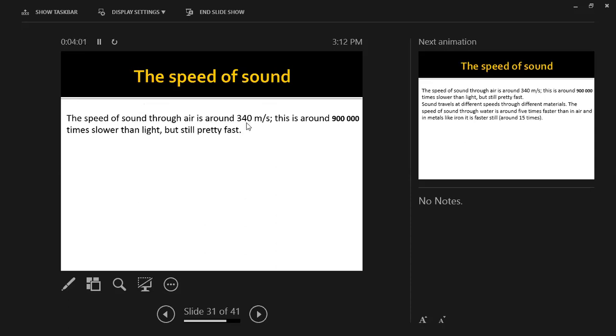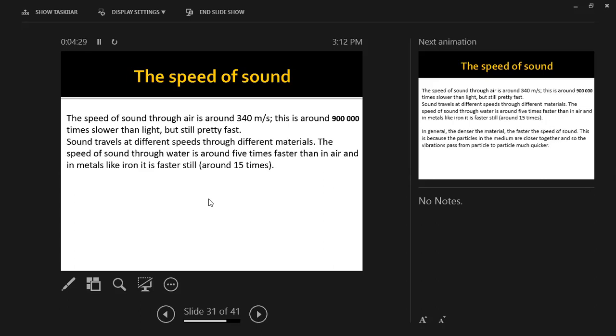And when you come to sound, it is 340 meters per second, or we can say the speed of light is 300 million meters per second. When you compare them, sound is about 900,000 times slower than light. What is the reason for this? The reason is that sound waves need a material, while light, on the other hand, does not require any material to travel through.